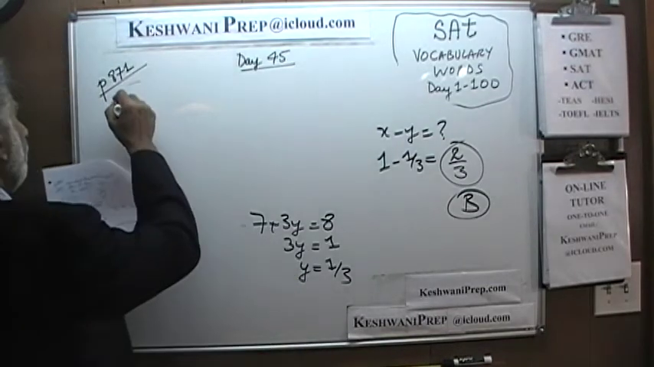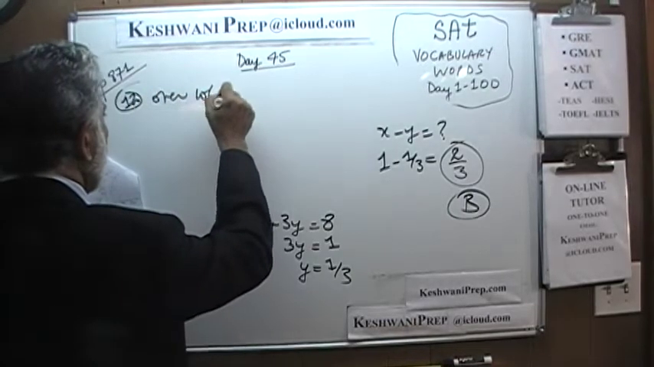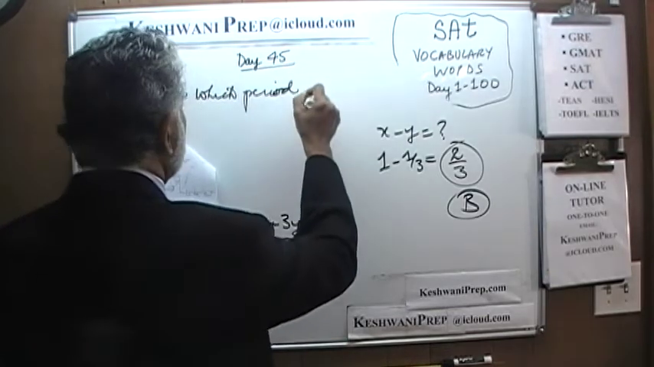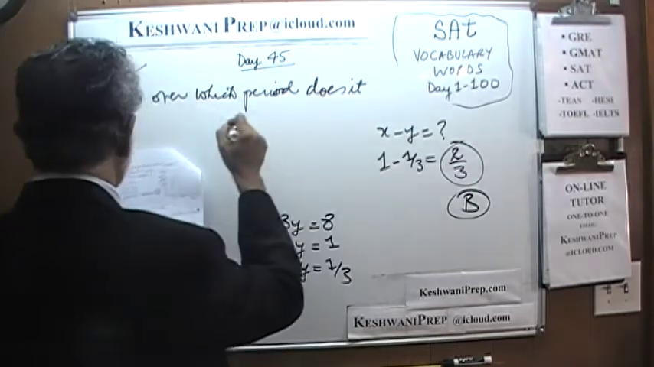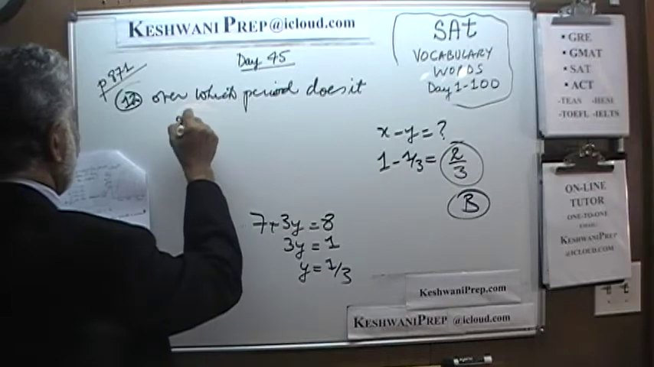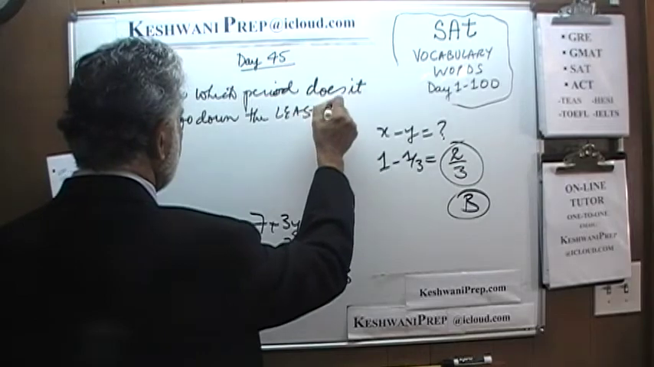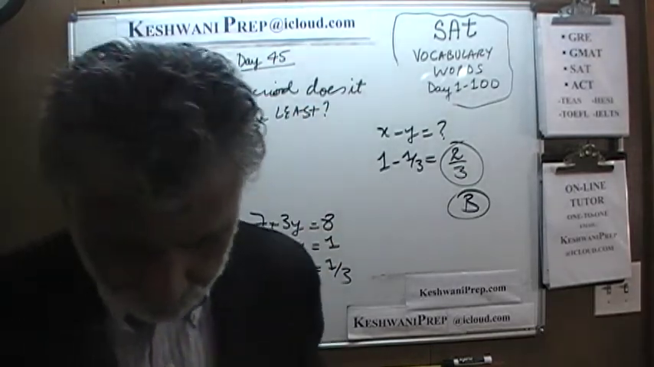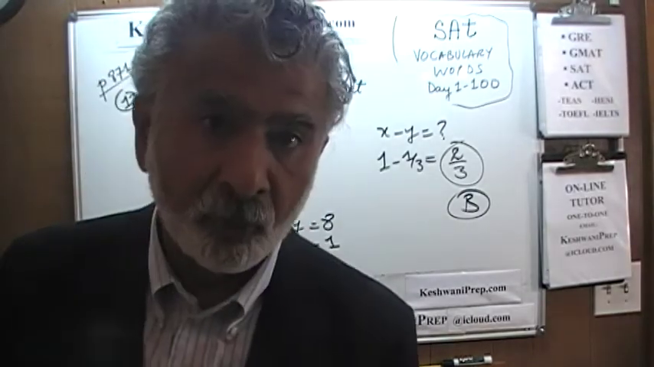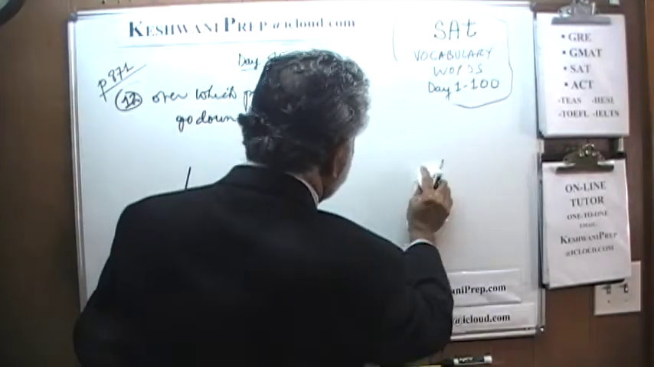It says, over which period does it go down the least? In other words, during the different periods that are given to us in the four answer choices, during which period is the rate of growth the lowest? So let's take a look at the graph.